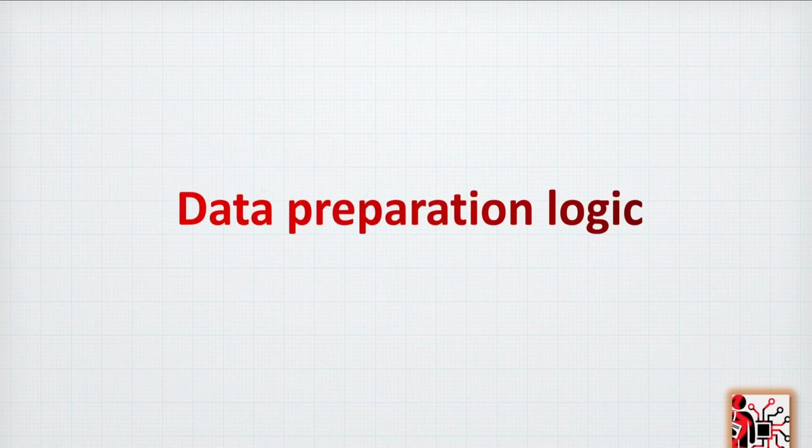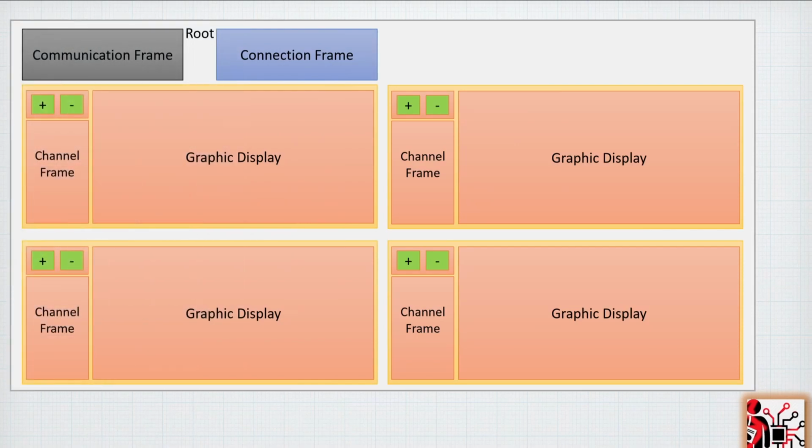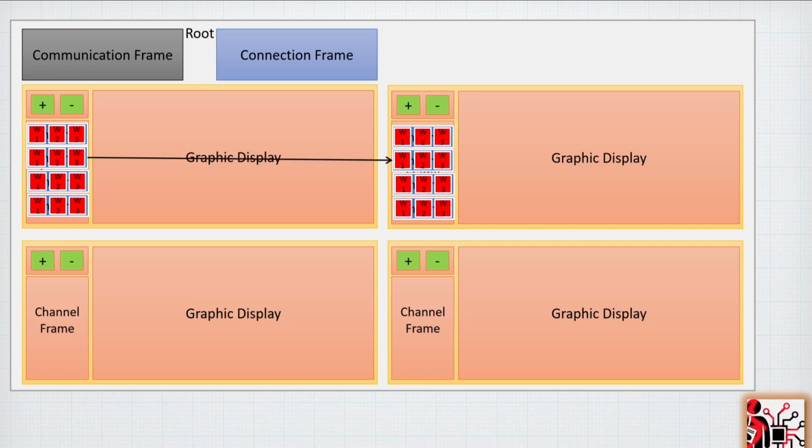Okay, so let's take a look at the data preparation logic. What we have been doing so far, we have created all this display, and we will also have the graphic display and the channel frame. So we are going to create a program that will loop through all the channel frames one by one and inside of their elements. We'll take the first one and start looping one by one, element by element, channel by channel, and then when it's complete it will go to the next channel.